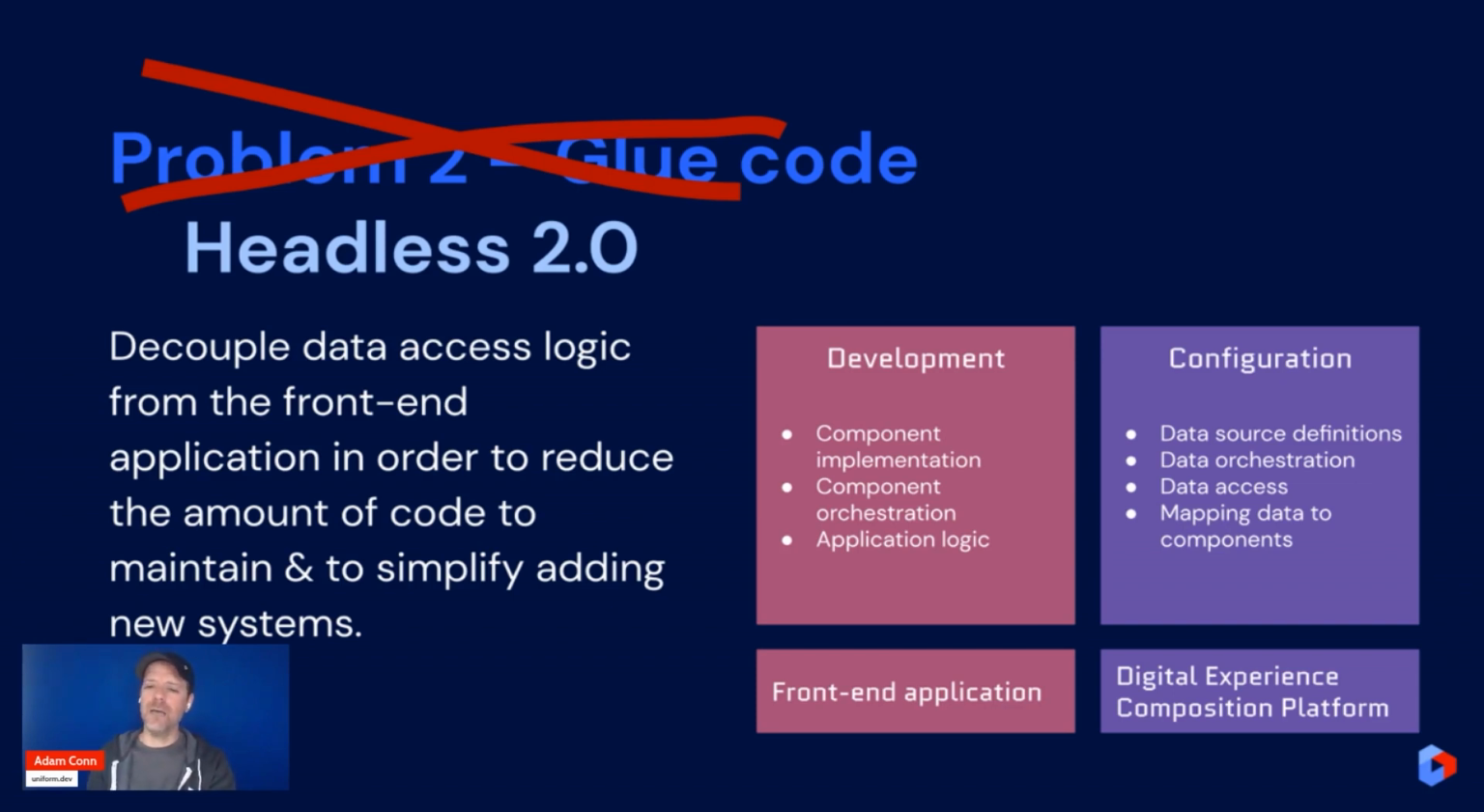Here we've got the breakdown of this in terms of development and configuration. What should be development tasks and what should be configuration tasks through the lens of Headless 2.0. Development tasks are things like component implementations, component orchestration, and application logic. That's handled in the front-end application itself. The data source definitions, the data orchestration, the data access, and mapping data to components, those are things that don't need to be done in code anymore. They can be handled in the digital experience composition platform.